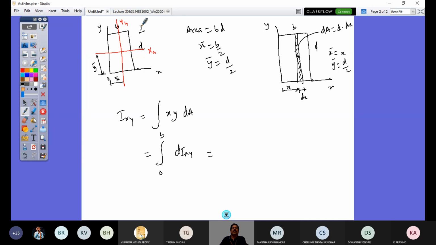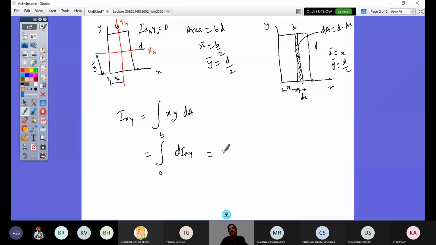So what you understand here is Ixg, yg, product of inertia about central axis is 0, because it is integral x y dA. So x and y for this Ixg is 0 with respect to its own axis. So this is going to be 0. So if we understand that, for this section about its centroidal axis it is 0.